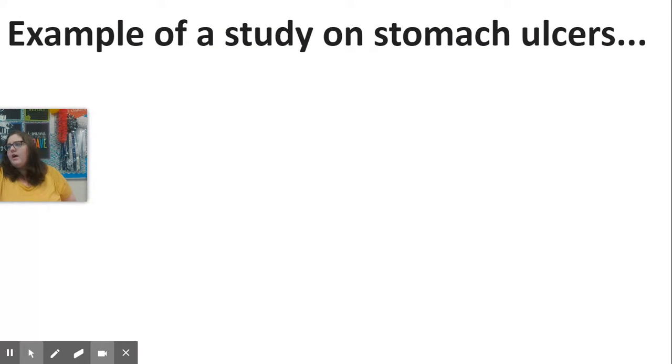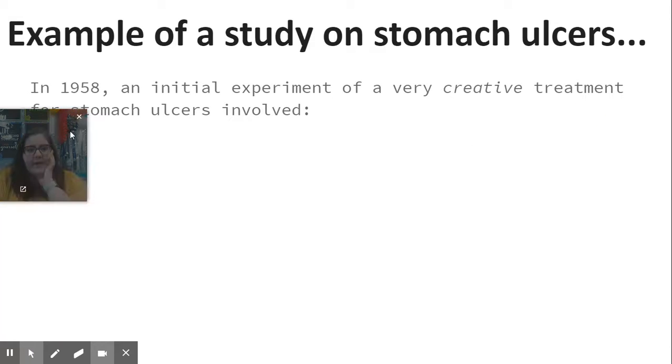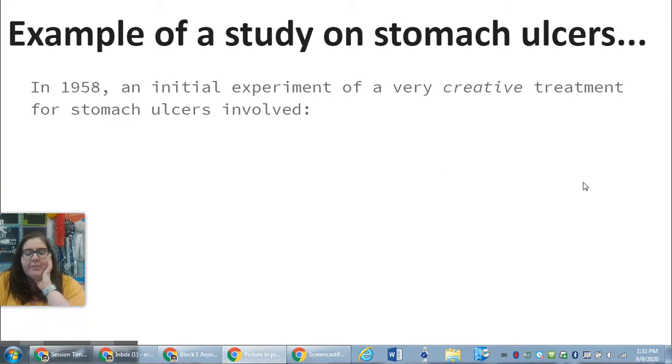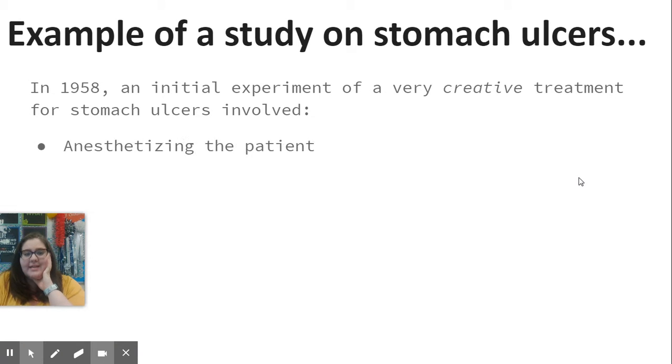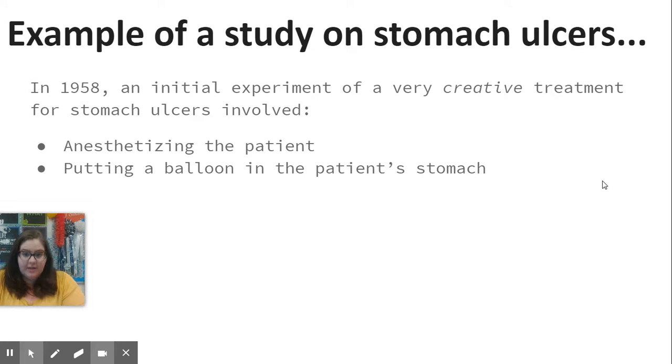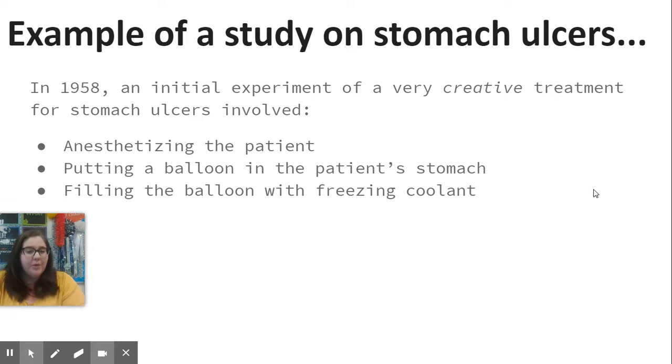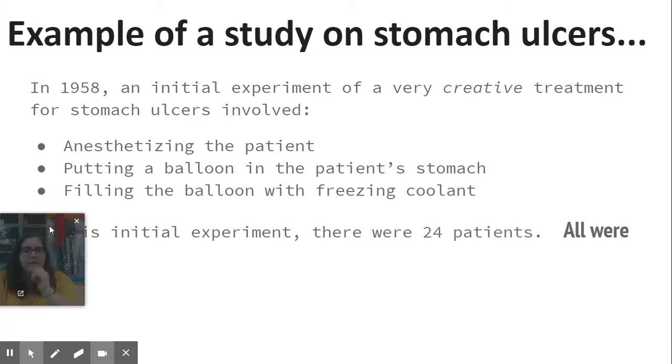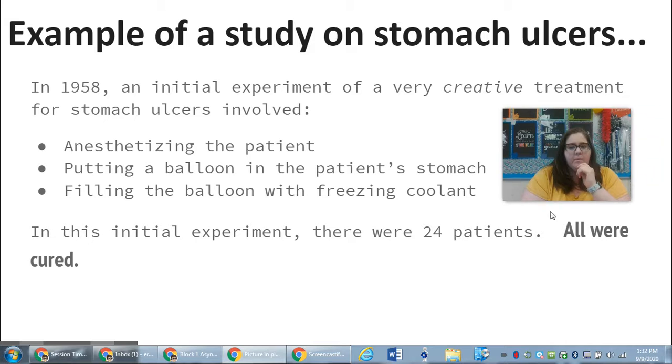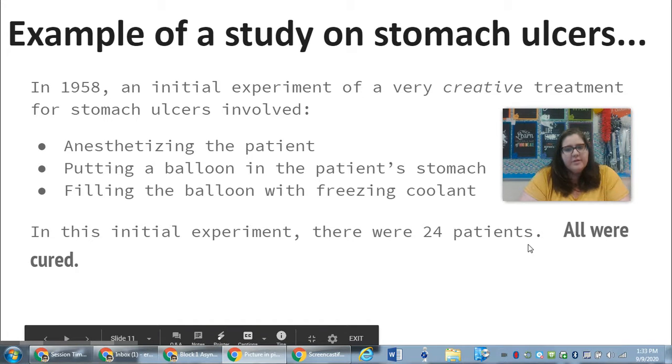So an example of a study on stomach ulcers, this is from real life. In 1958, an initial experiment for a very creative treatment for stomach ulcers involved anesthetizing the patient, knocking him out, putting a balloon in the patient's stomach, and then filling the balloon with freezing coolant. So they put a balloon in the patient's stomach with this freezing liquid and left it in there. And in the initial experiment, there were 24 patients and all were cured of their stomach ulcers.